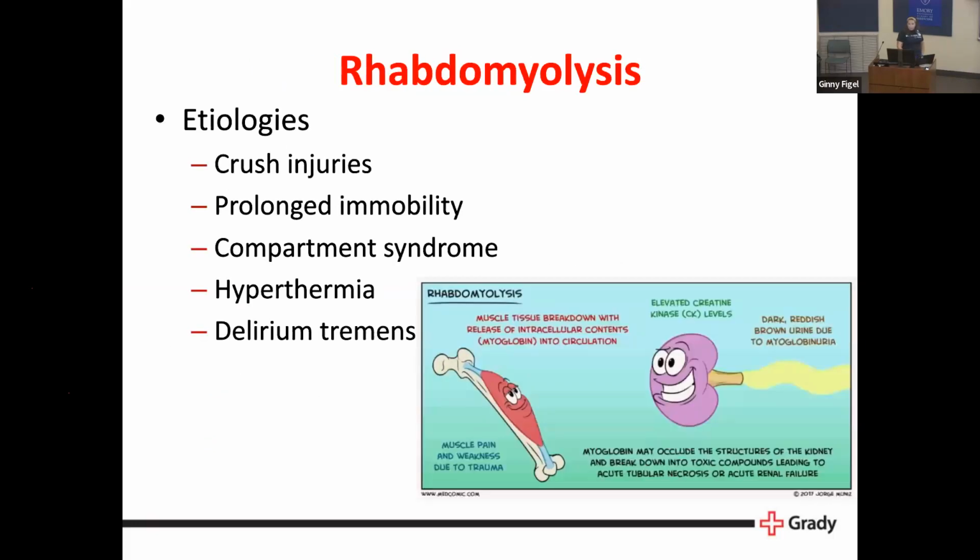Okay, rhabdomyolysis. So we see this in patients that have had crush injuries, prolonged immobility, compartment syndrome, hyperthermia, and delirium tremens are all ways that it can happen. I know I said earlier, exercise. One of the patients I cared for, I started in the intermediate care unit at St. Mary's in Athens. And I remember having a college girl that had exercised so much, not hydrated, not eaten, she had put herself into rhabdo. It was dicey and very young.